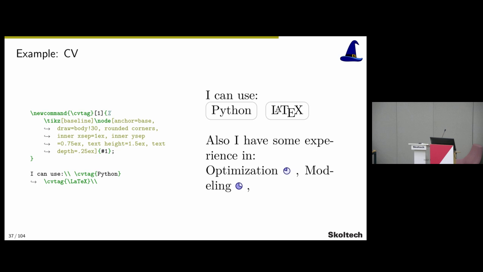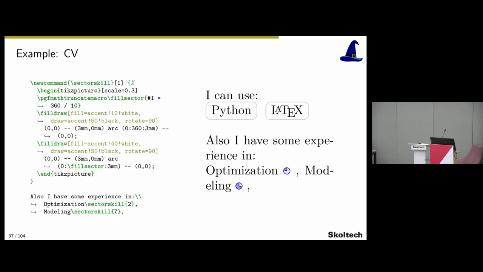Let's go to the second example. The second example is about these mini pie charts. This is also a special function, and it is kind of harder than the previous one. In this function, we also have one argument, and this argument says which part of the circle to fill, how many tenths of the circle to fill.